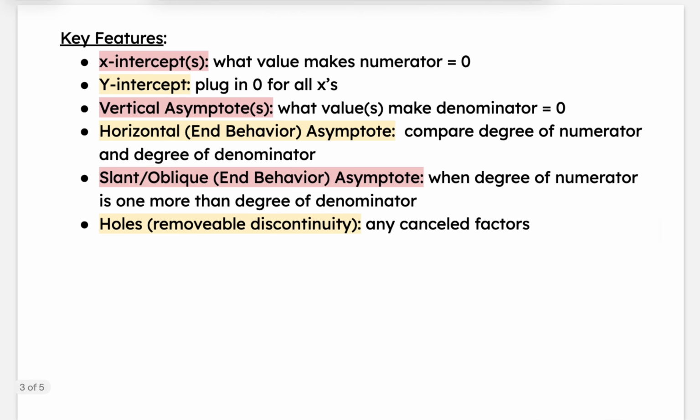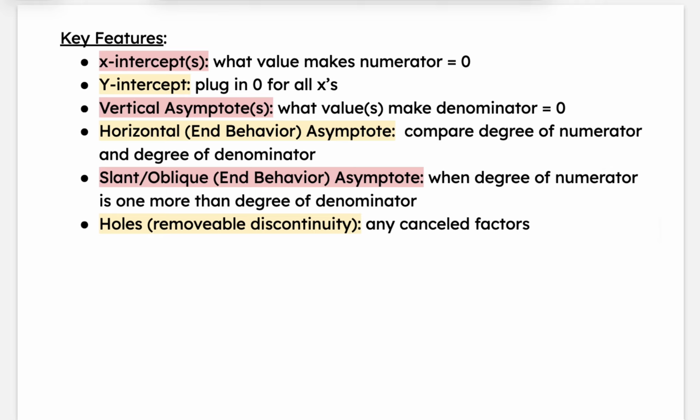Okay, so here is a list of all of our key features and how we find them. So to start out with, the x-intercepts are going to be whatever numbers make the numerator equal 0. So if I set it equal to 0 and solve, those are my x-intercepts. My y-intercept is what I get when I plug in 0 for all the x's. My vertical asymptote, or asymptotes, we could have more than one, are what values make the denominator equal to 0.